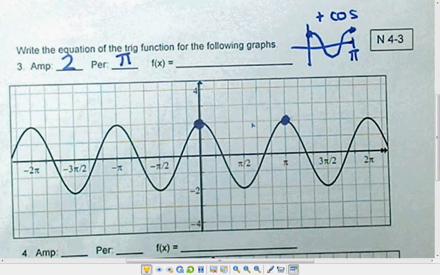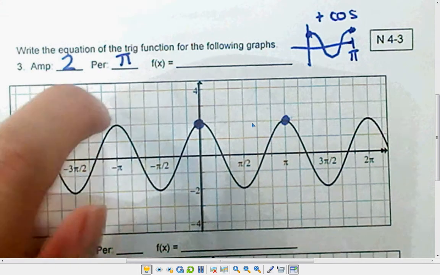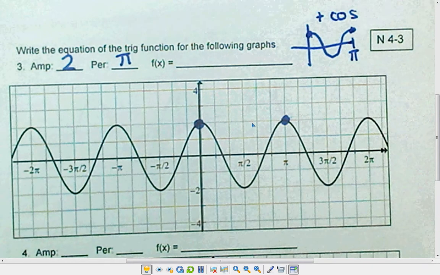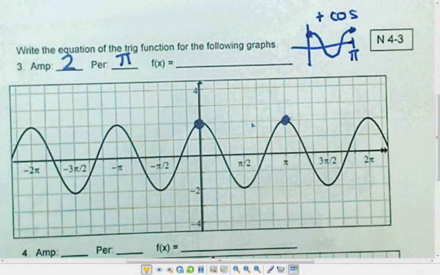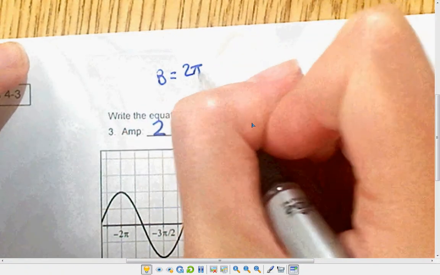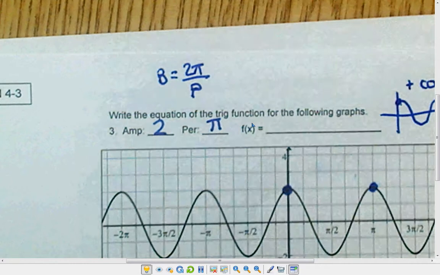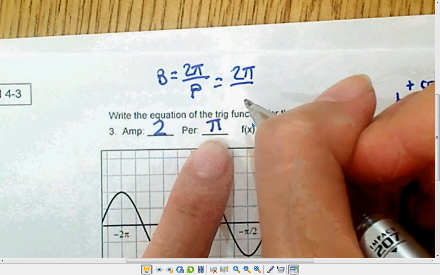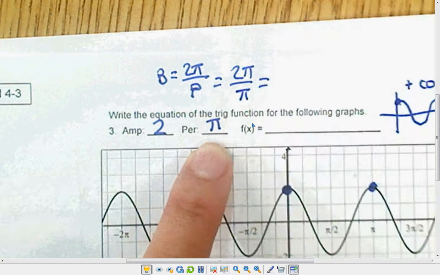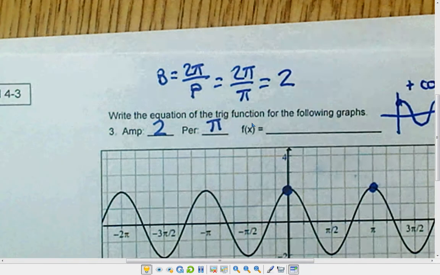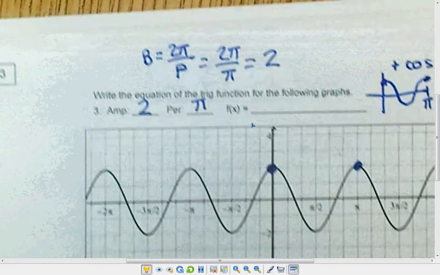Now we can use this to write our equation for this graph. So just like when we were finding period, we did 2 pi divided by your b value. To get your b value, you were also going to do 2 pi divided by your period. So we're going to do 2 pi divided by, this is your period, which is pi. Pi over pi cancels out, so this just leaves you a 2. So my b value is going to be 2.